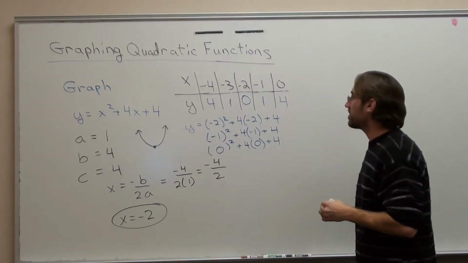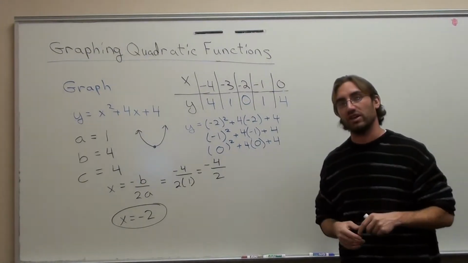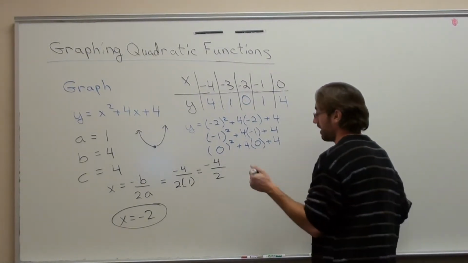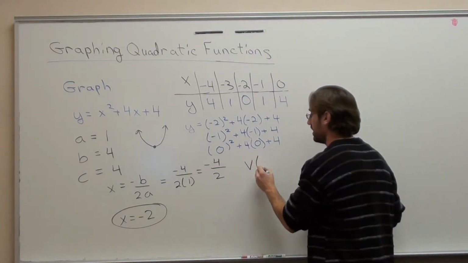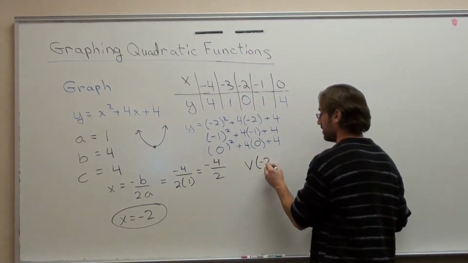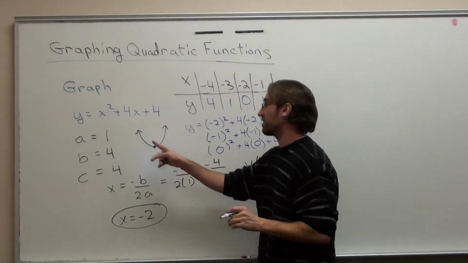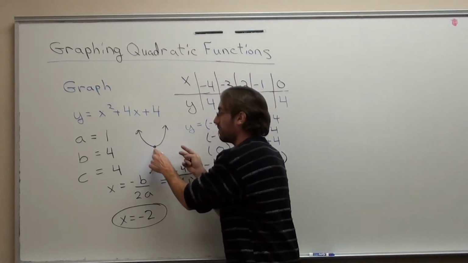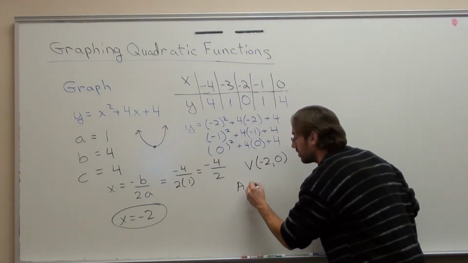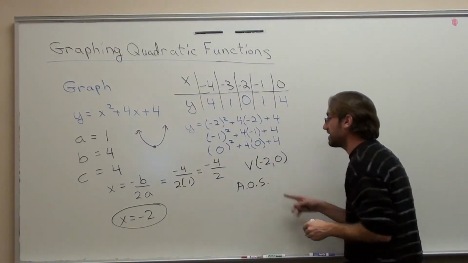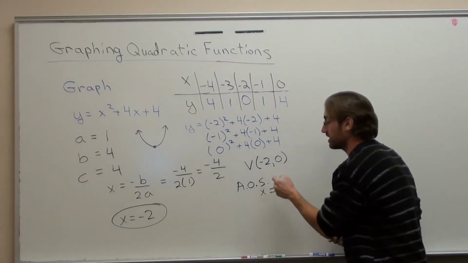Now, a few things that I want to get straight. The vertex value is the middle value. It's the middle x and y value. So my vertex, which I'm going to notate with a V for vertex, is at (-2, 0). It's going to be my lowest point in my graph because my graph is going to go up and my vertex is in the middle. My axis of symmetry is the x value for the vertex. That's all it is. It's the x value for the vertex, which is at -2.